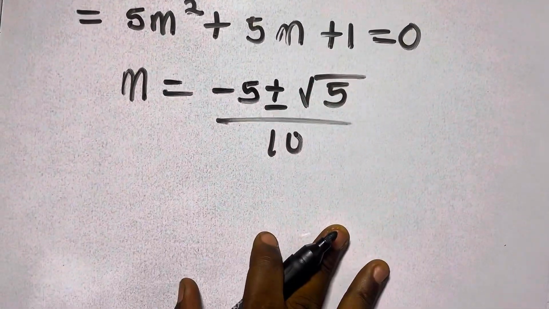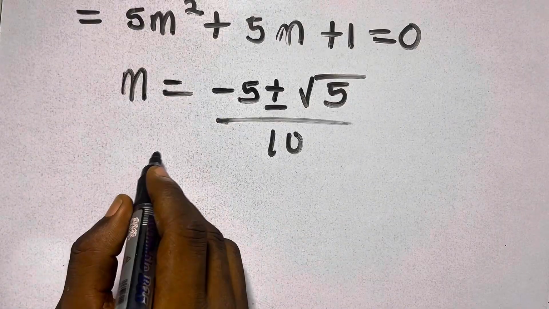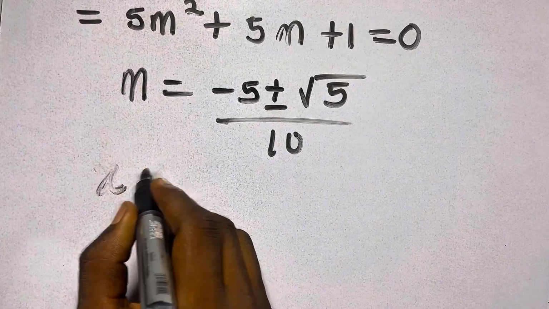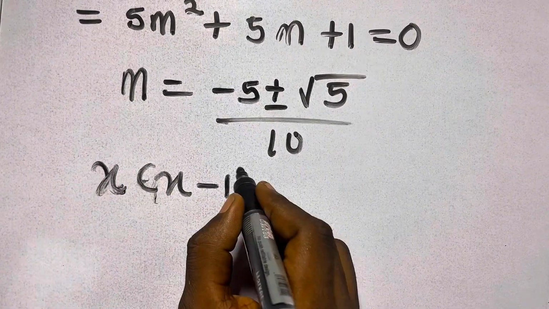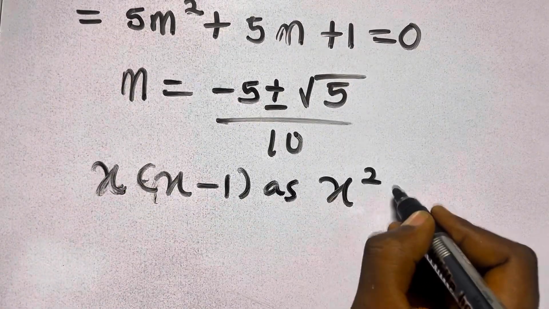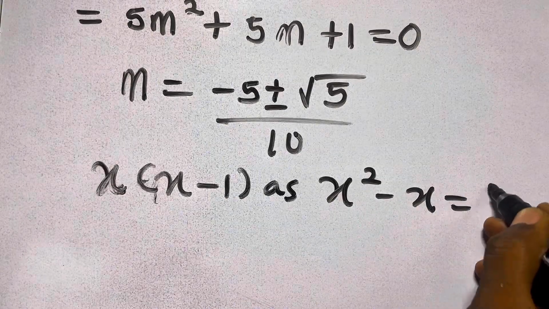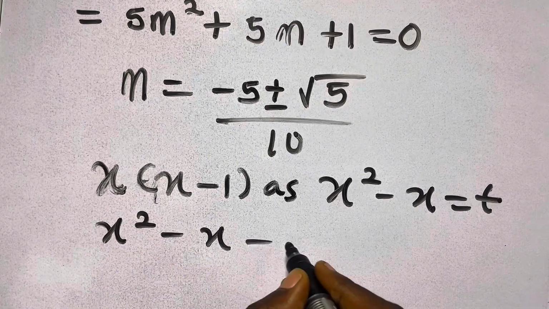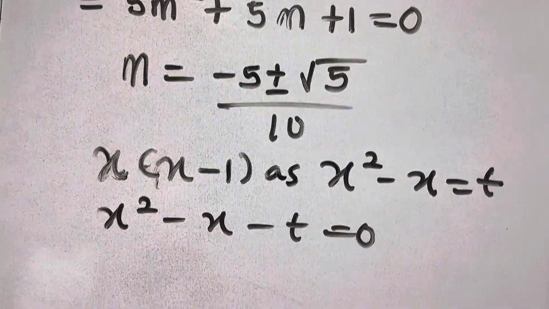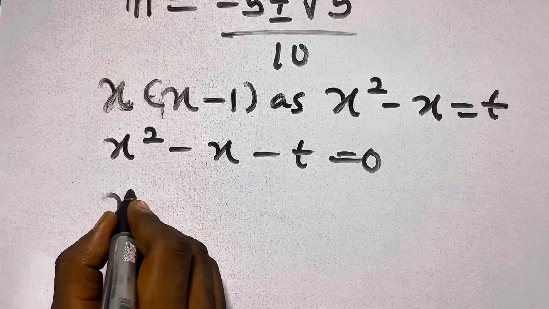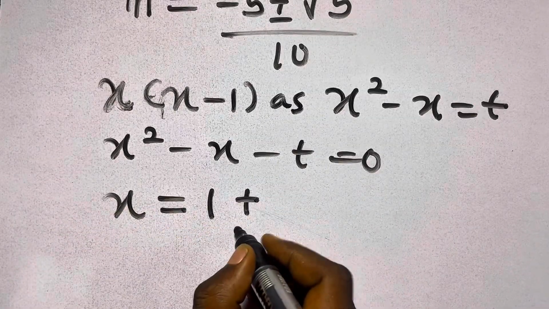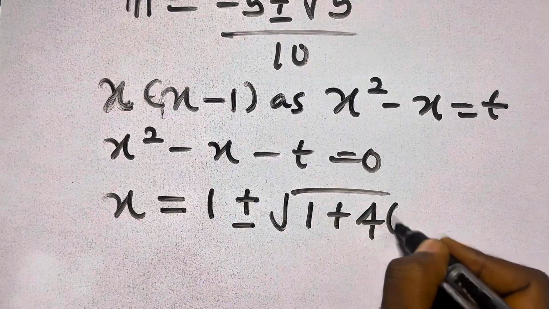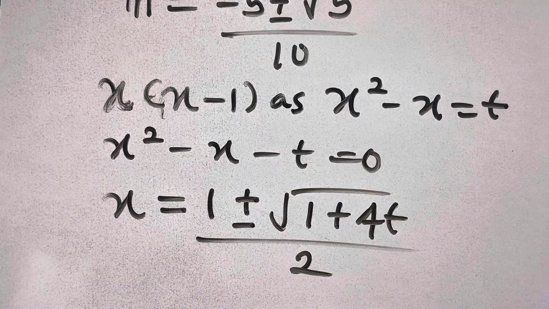So like I said, we can do this. Let's write x multiplied by (x minus 1) as x^2 minus x equals t. So what we have here is x^2 minus x minus t equals 0. If you now solve this quadratically, we will have our x to be 1 plus or minus square root of (1 plus 4t) divided by 2. This is what we have.